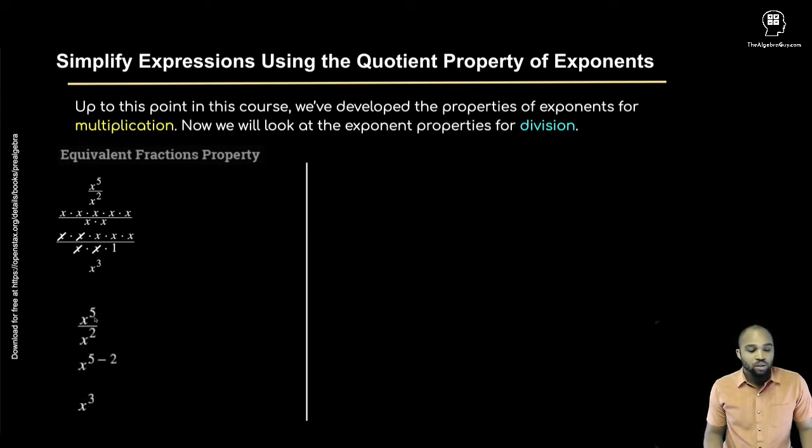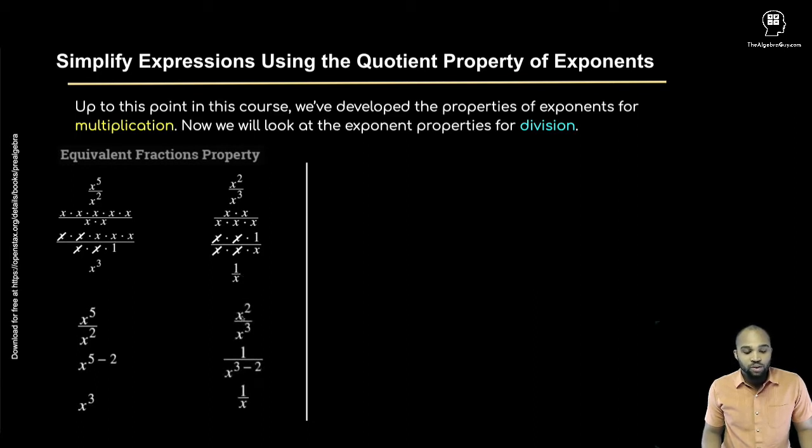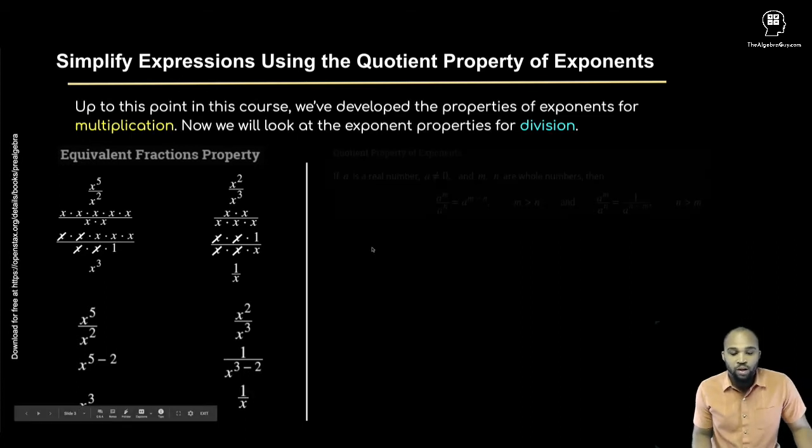So in other words, x to the fifth over x squared is the same thing as saying x to the fifth minus 2. So that gives us x cubed. Same thing here. What if you have x squared over x cubed? Well, we have 2 x's on top, 3 on the bottom. We cancel out 2 and we're left with 1 on the bottom, so that's 1 over x. In other words, we could have just said this is 1 over x to the 3 minus 2. 3 minus 2 is 1 on the bottom, so that's 1 over x.